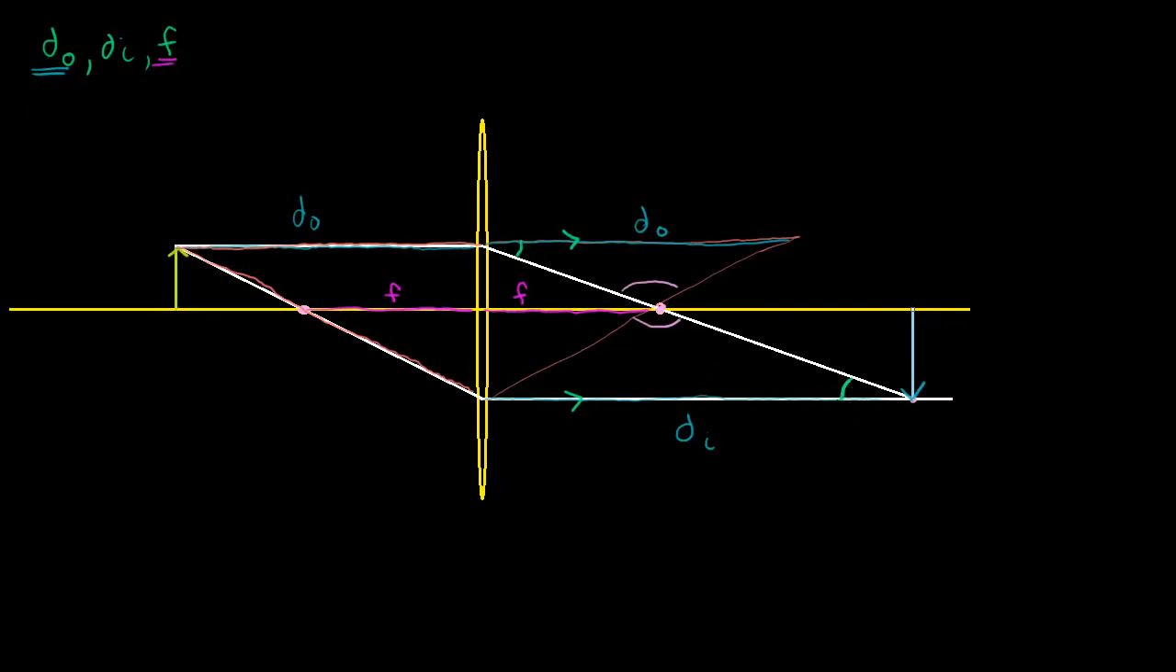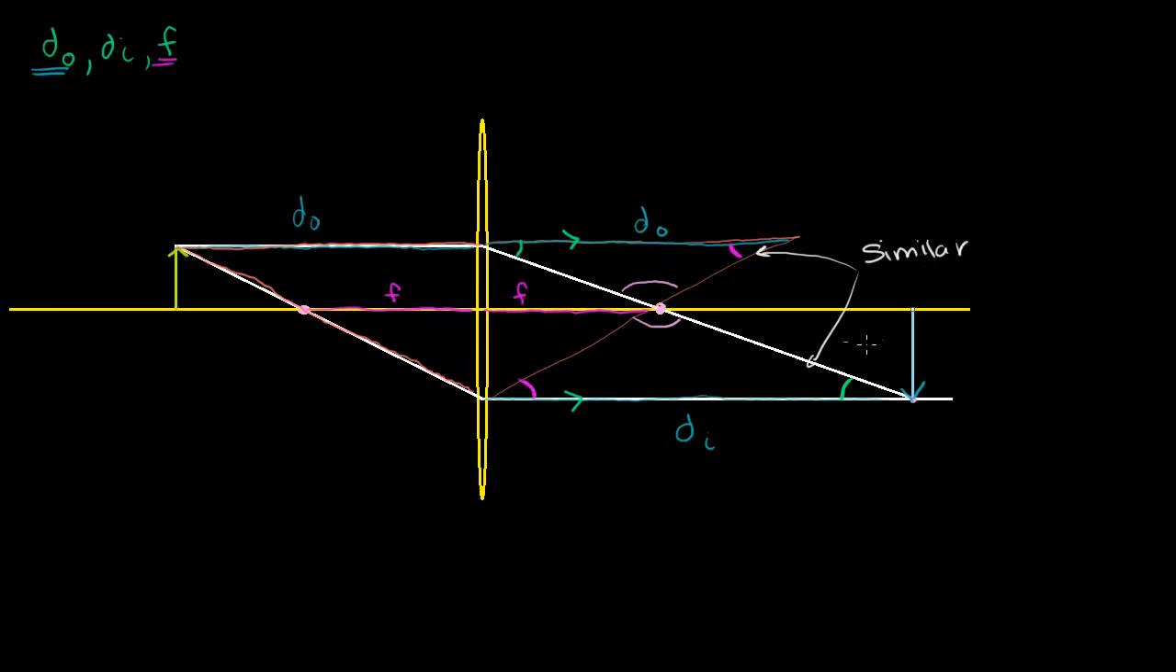Now, we can make that exact same argument for this angle and this angle. And so what we see is this triangle up here has the same three angles as this triangle down here. So these two triangles are similar. This is really more of a review of geometry than optics. These are similar triangles.